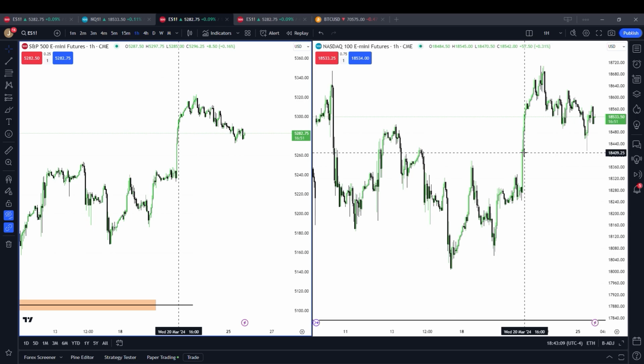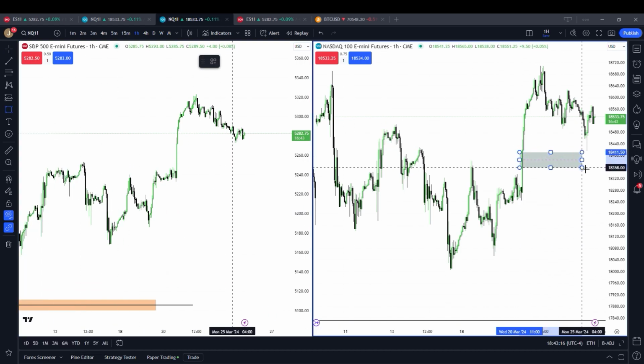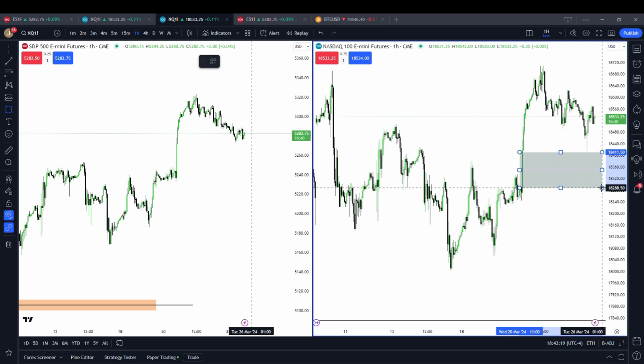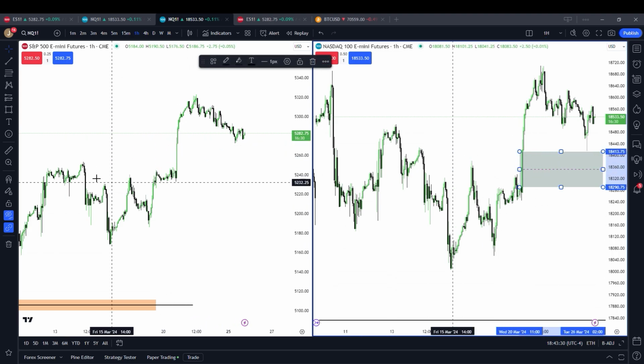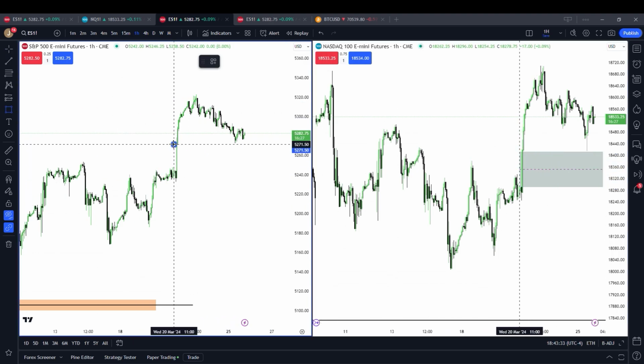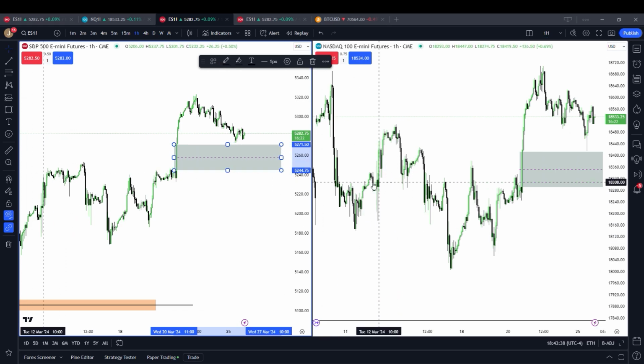So this gap here, I'm gonna just make a box. Hold on, my bad. That one there on NQ and this one here on ES. Bro, there's a whole bunch of stuff popping up on my computer. Hold on.